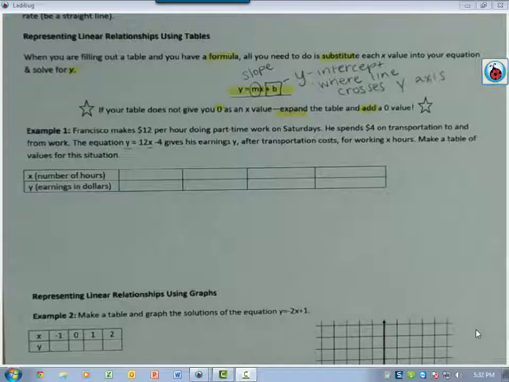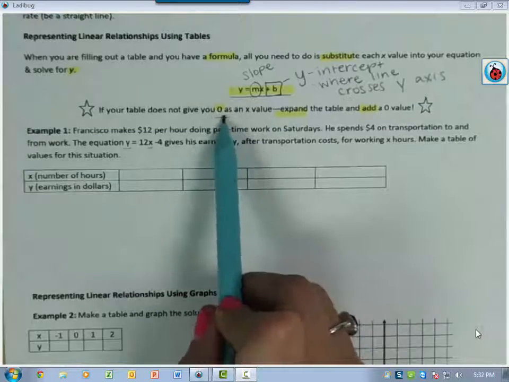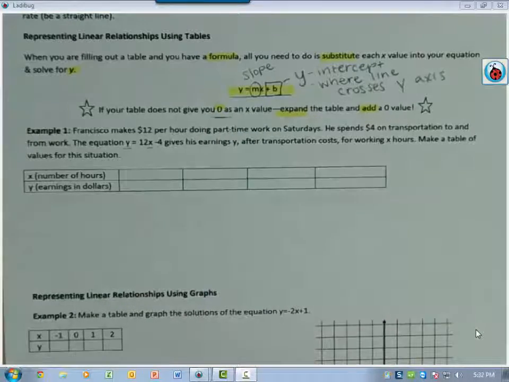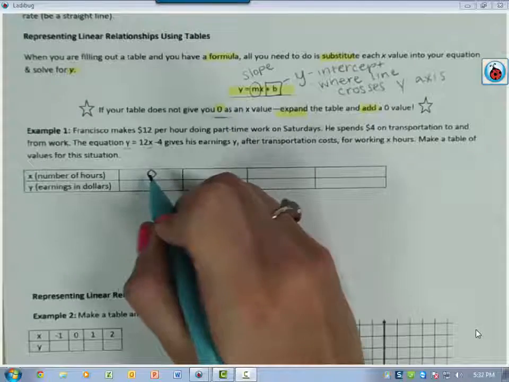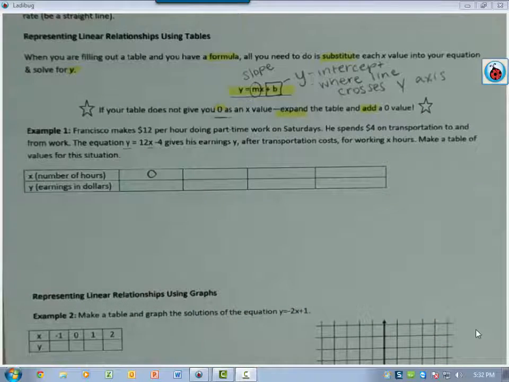Now, I don't care what you do. I don't care the number of hours. You're going to start with your x's, so we want to figure out x's. But we did say that up here we always want 0 as one of our x values. So I'm going to start with 0. If he works 0 hours, how do you solve for y then?